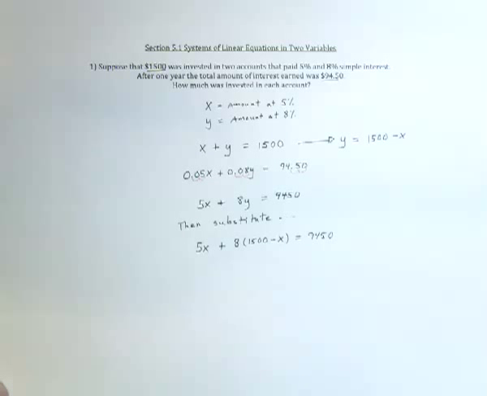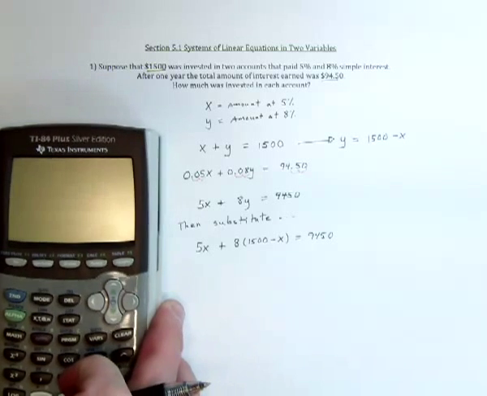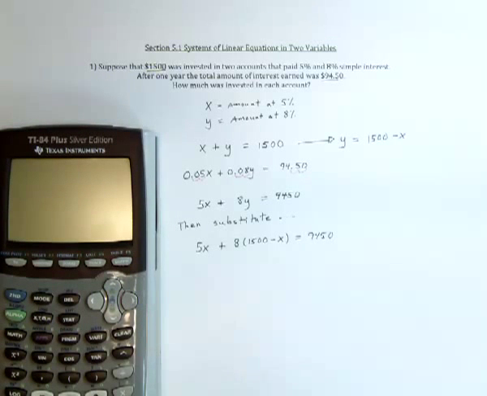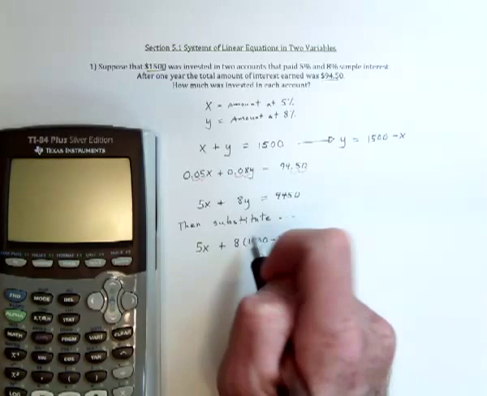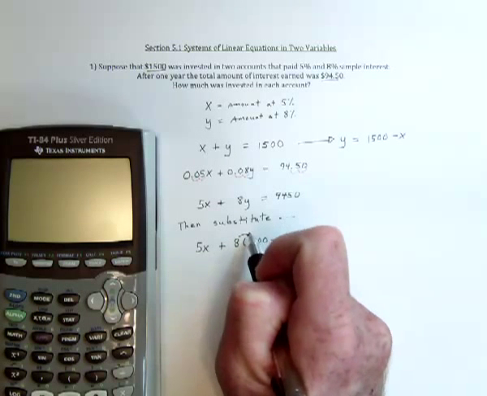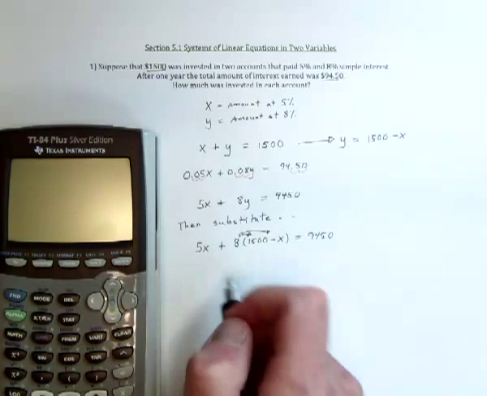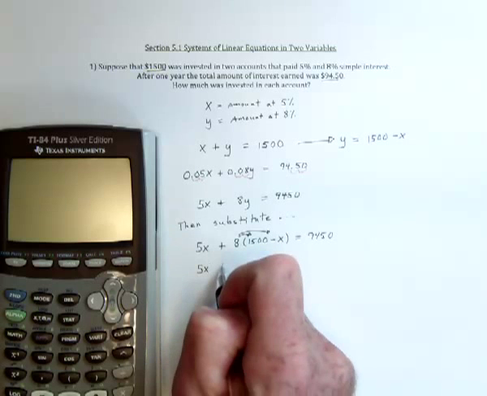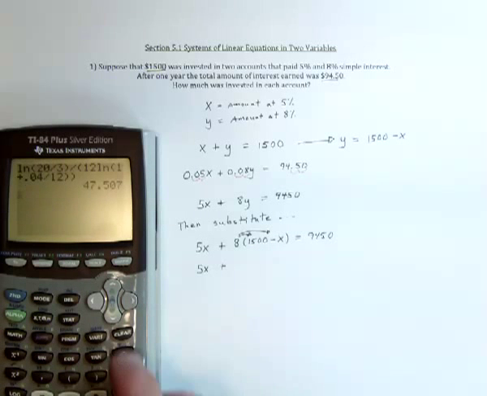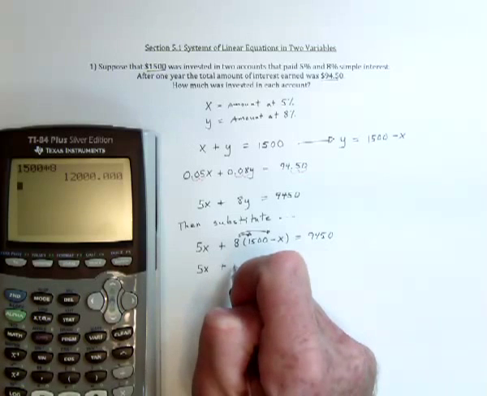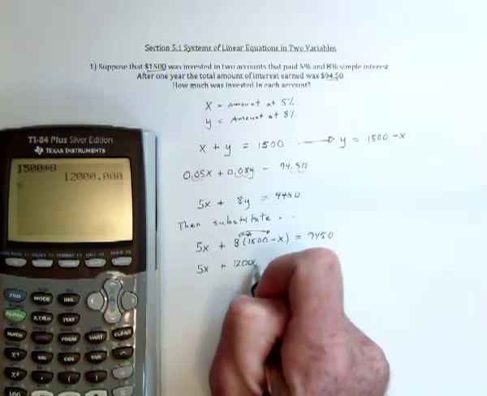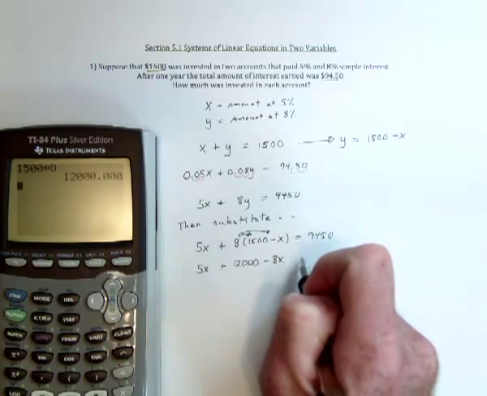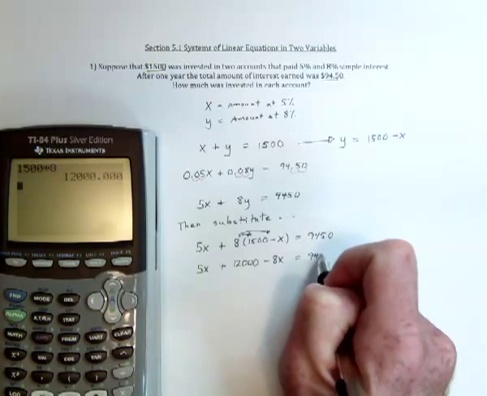And now we have a single equation with a single variable, so we can use some algebra to solve for that. One thing we need to do is distribute this 8, so we'll have 5x plus 1,500 multiplied by 8, 12,000, minus 8x equals 9450.